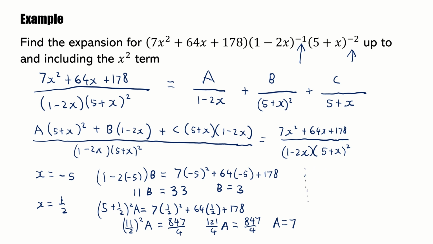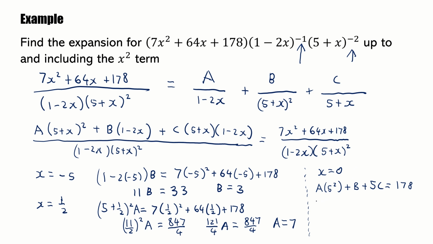I'm going to choose x equals 0, and then plug that into both sides along with our value of a and b, and therefore we get a lots of 5 plus 0 all squared, so that's 5 squared. And then we get b, lots of 1 take away 0, so that's just 1. And then we've got 5 plus 0 is 5 times by 1, so that's 5 lots of c. And on the right hand side, plugging 0 into there, that's why I picked 0, makes it easier, we get 178.